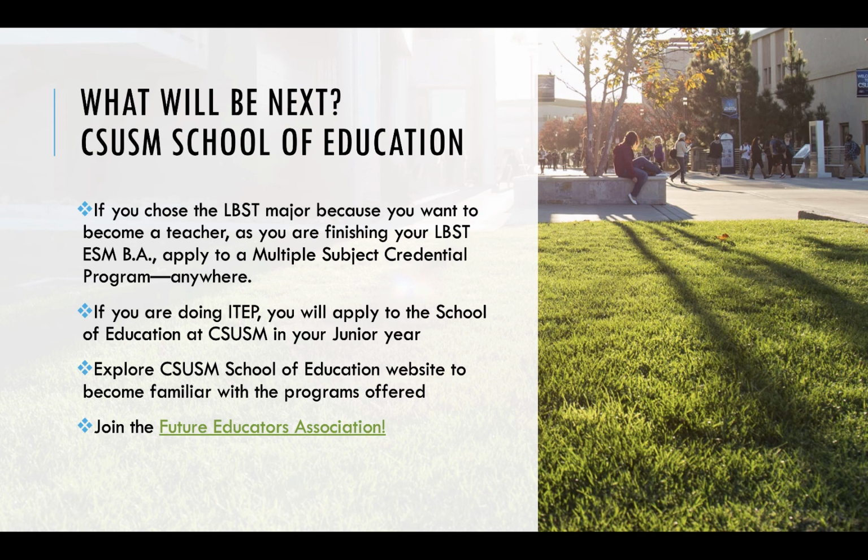As you get close to finishing your bachelor's degree, if the reason you're doing this major is because you want to become a teacher, you will want to apply to a credential program. If you're doing the elementary subject matter BA option, you can apply to a multiple subject credential program or another credential program anywhere. It does not have to be Cal State San Marcos, although our program is great and we encourage you to apply here.